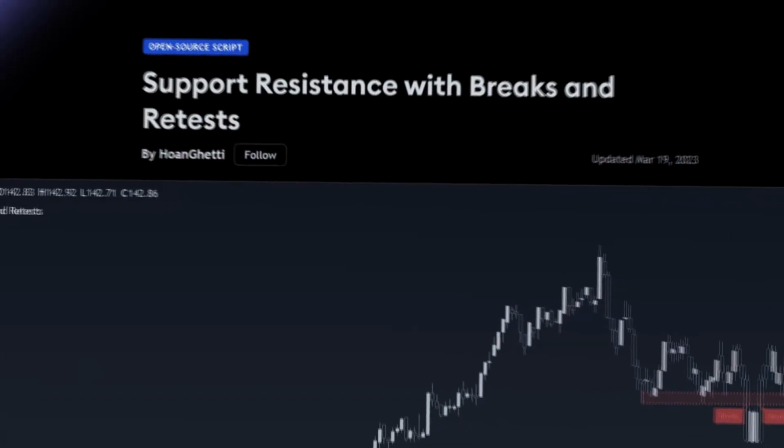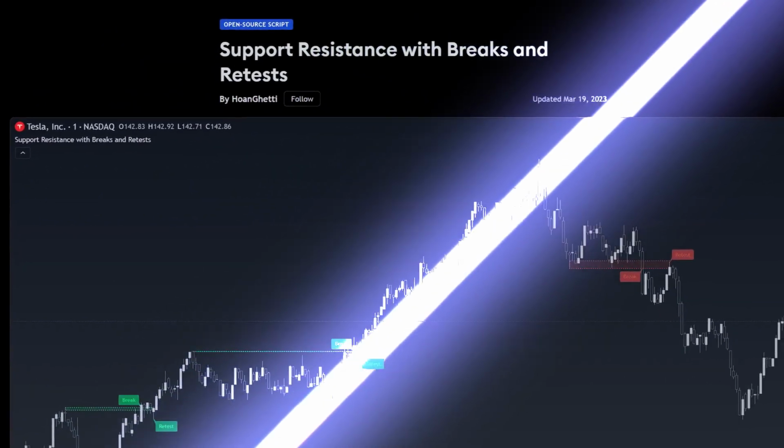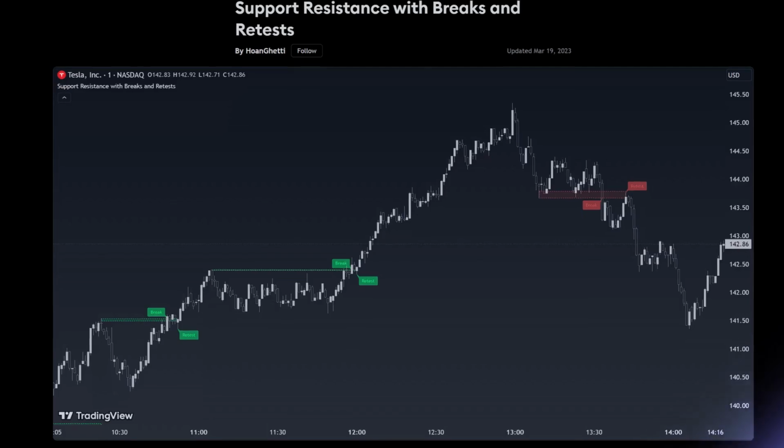Alright, so listen up. We're talking about the support resistance with breaks and retest indicator. This bad boy is like your secret weapon to slaying the markets. First things first, let's get you set up.